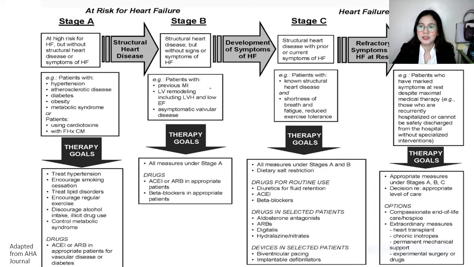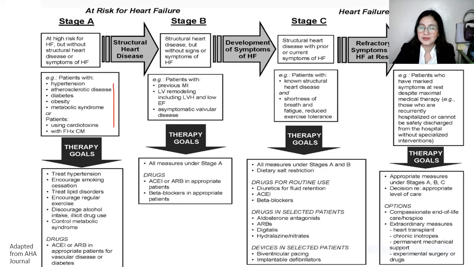Under stage A, given these diseases, again, therapy goals would be to treat hypertension, advise smoking cessation, treat lipid disorders, encourage regular exercise, discourage alcohol intake as well as illicit drug use, and control metabolic syndrome. Below are medications, so ACE inhibitors are an example.